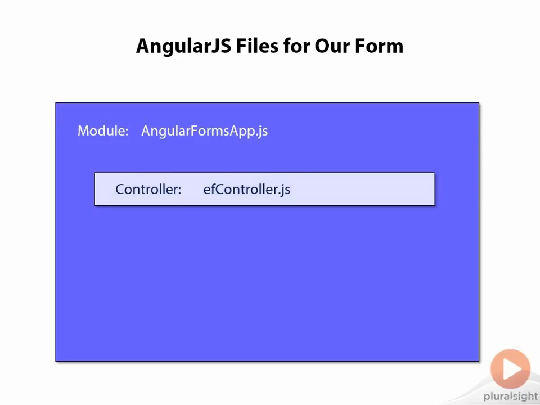And within this module, we're going to create a controller. We use the controller to handle the data in the $scope variable. And I'm going to name it EF controller, for employee form controller, and it's a JavaScript file. One of the problems with JavaScript and some other languages like Objective-C is that there's no concept of namespacing. So I'm going to prefix all of our form objects with EF for employee form.